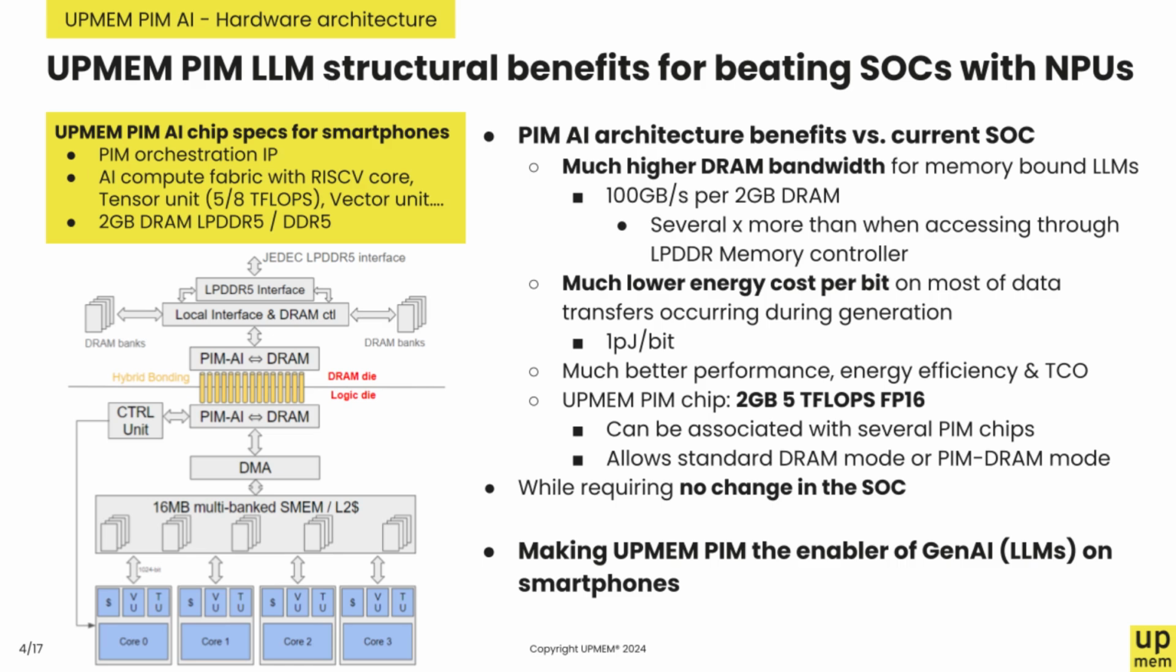This chip will have 2 gigabytes with 5 teraflops of floating point 16 capabilities, but we will support other data types as well, such as FP8, INT8, and INT4. Again, it can be associated with other chips, maybe not at the DIMM level, but within a SoC, maybe we can put together 2 or 4 chips, so we can increase the compute capabilities and the overall memory bandwidth. Again, this architecture requires no changes in the SoCs, which is really good for future SoCs that are aiming to compute AI applications.